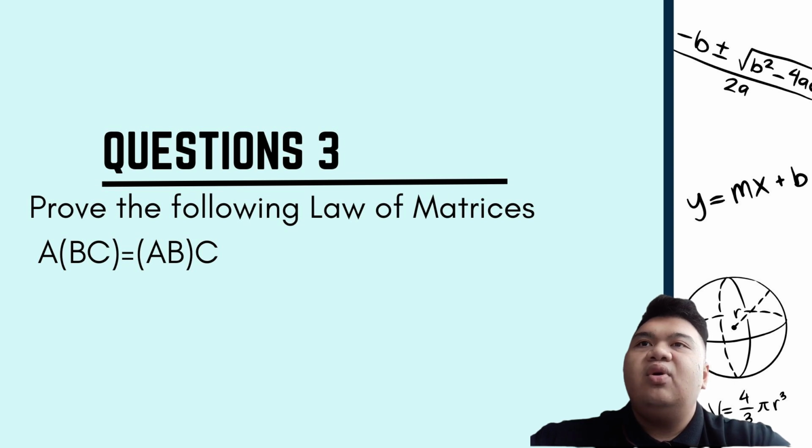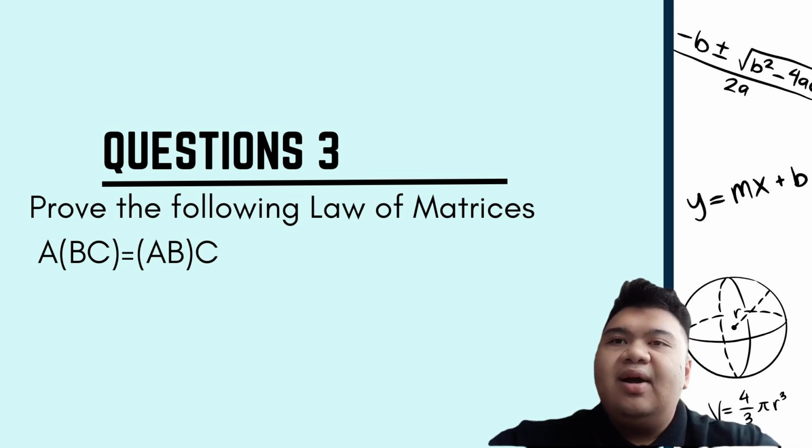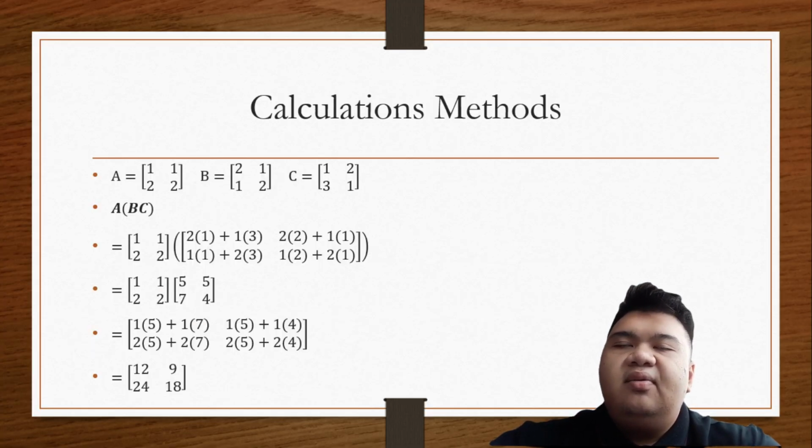One example of antisymmetric. Antisymmetric has two types. The first type is 2 times 2, because it has 2 columns and 2 rows. The second type is 3 times 3, because it has 3 rows and 3 columns. Now we go to the question. Prove the following law of matrix. Given A is 1 1 2 2, B is 2 1 1 2, and C is 1 2 3 1.